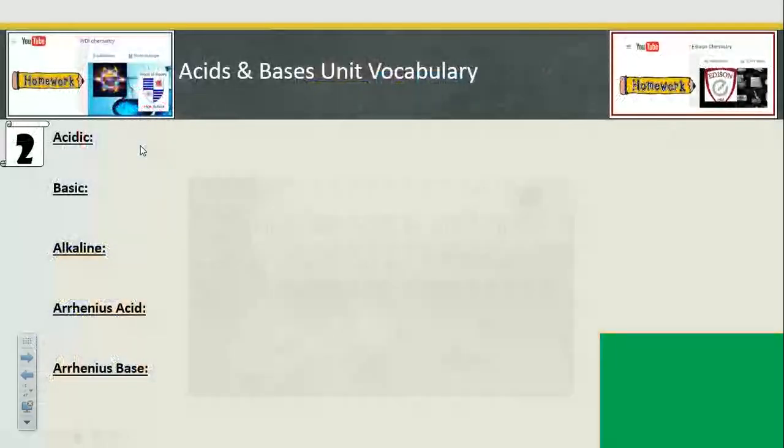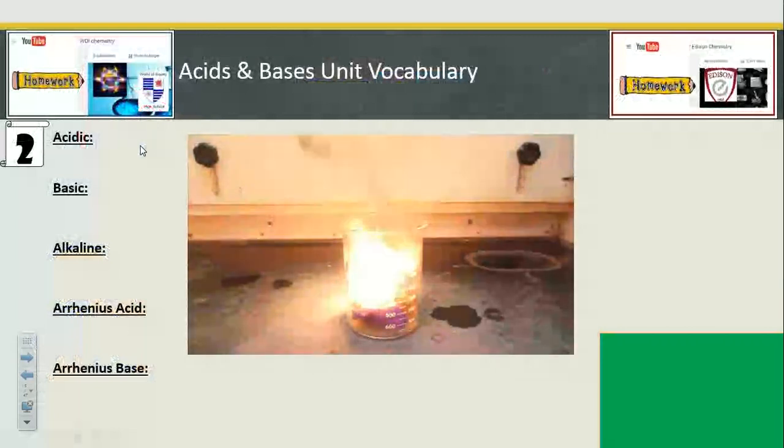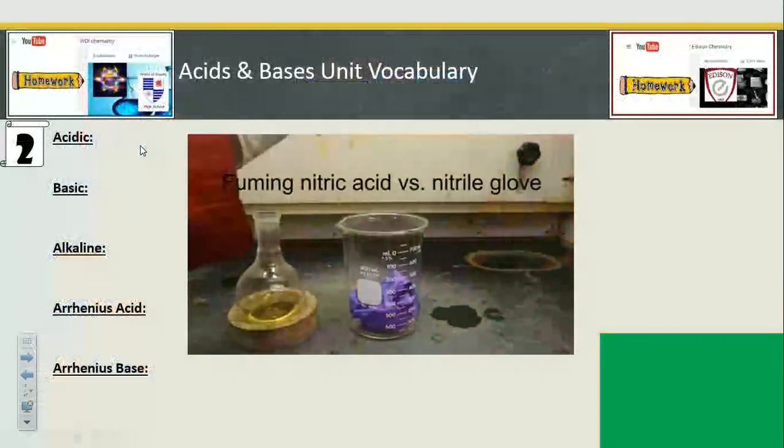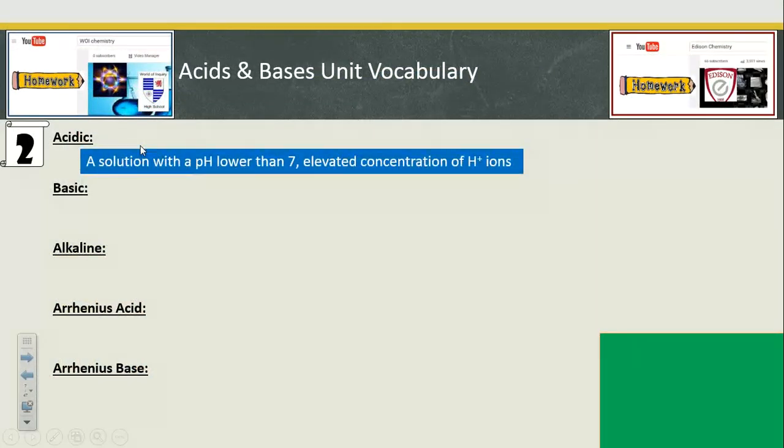Okay, so unit vocab, acidic. Well, that is something that's extremely acidic, touching a nitrile glove. Boom, crazy. But what is acidic? Acidic is a solution with a pH lower than 7. It has a higher concentration of H plus ions, and in the margins, in parentheses, H3O plus, hydronium. So hydronium ions, aka H plus or H3O plus, make a solution acidic, and anything that produces those when it touches water is considered an acid.